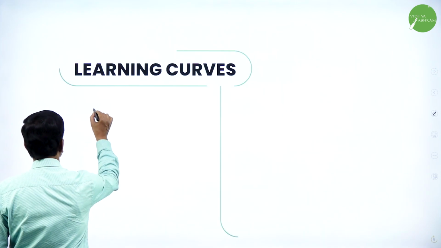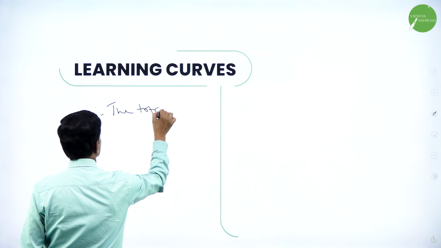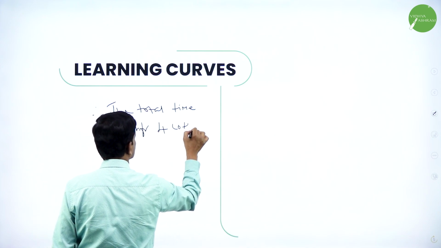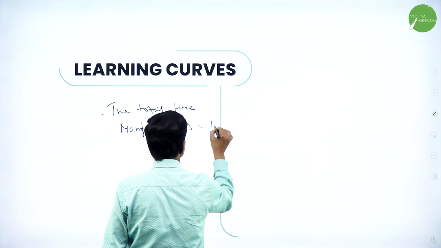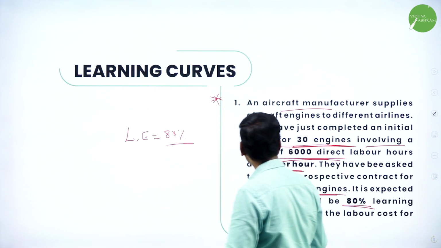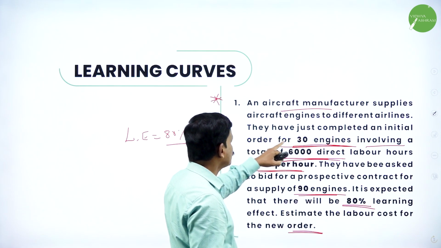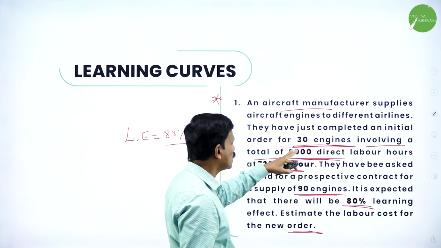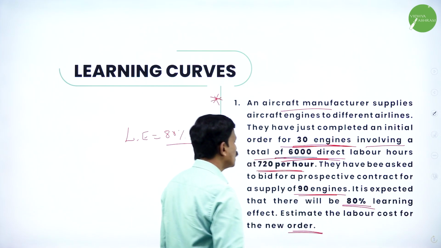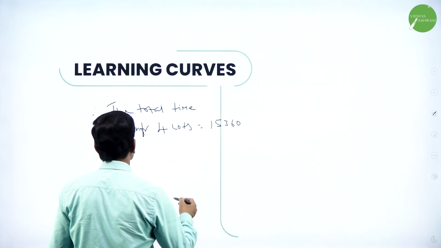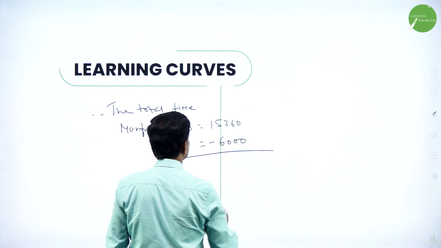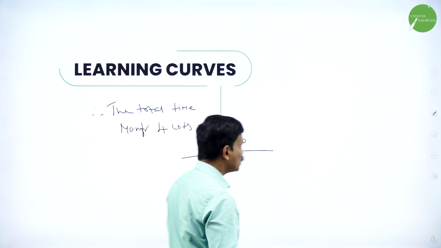So, therefore, the total time to manufacture 4 lots is 15,360. This is the total time taken. Now, what is given here? They have just completed an initial order of 30 engines involving a total of 6,000 direct labor hours at 720 per hour. So let us subtract this 6,000. 15,360 minus 6,000 is equal to, if you subtract, what is this equal to?